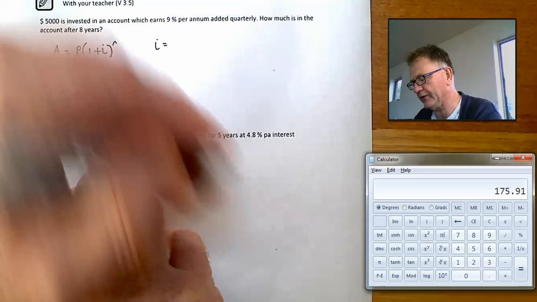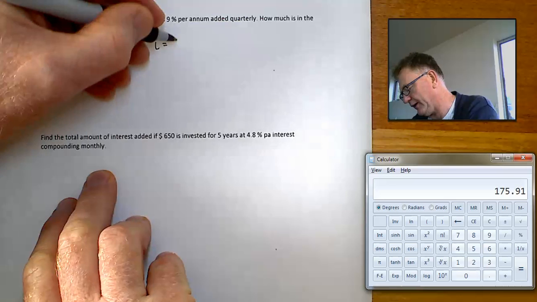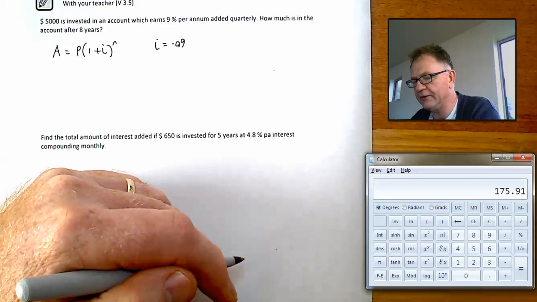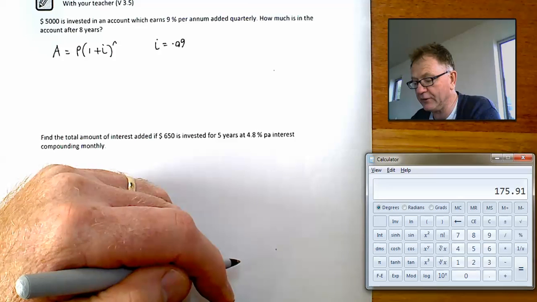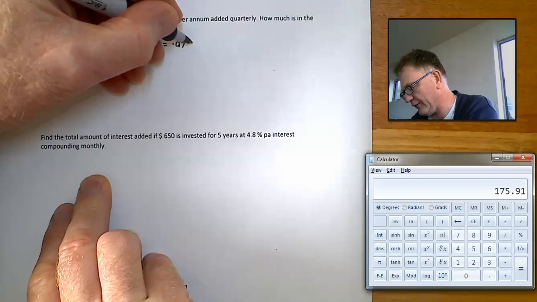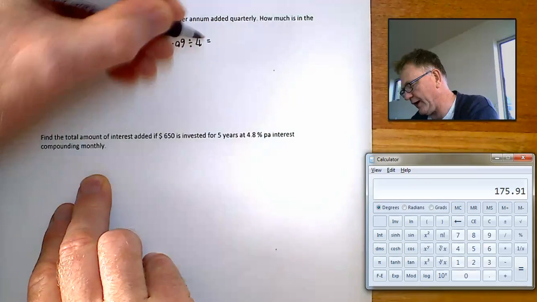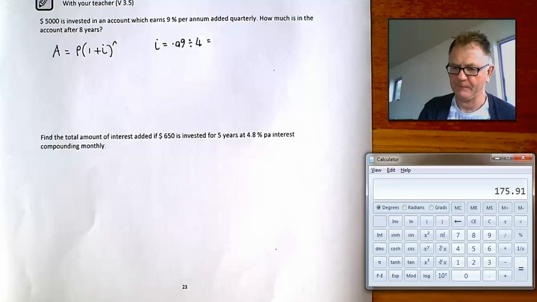It's a good idea when you're using this formula to work out I before you start, the interest rate, because it can be a little bit tricky. We want it as a decimal, so 9% is 0.09, but this interest is added quarterly. They're not going to add 9% to your account every quarter. That's an annual rate. 9% per annum is the annual rate. Each quarter they will add 1/4 of that interest to the investment. So what we need to do before we start is to get the interest rate 0.09 and divide it by 4.